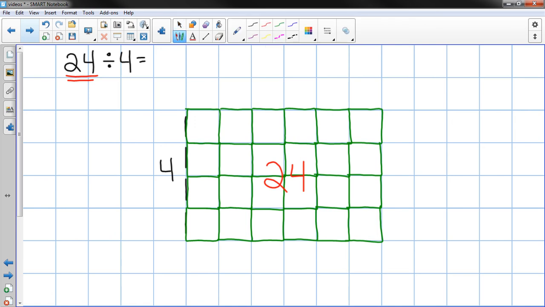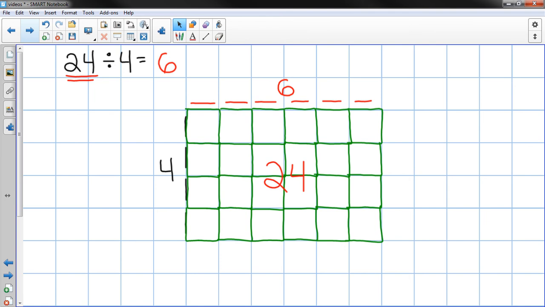My answer is actually up above. Basically, it's the number of columns I have, or the other factor right there. So 1, 2, 3, 4, 5, 6. My answer is 6, because 6 times 4 is 24. And recall, division is the opposite of multiplication. So 24 divided by 4 is 6.